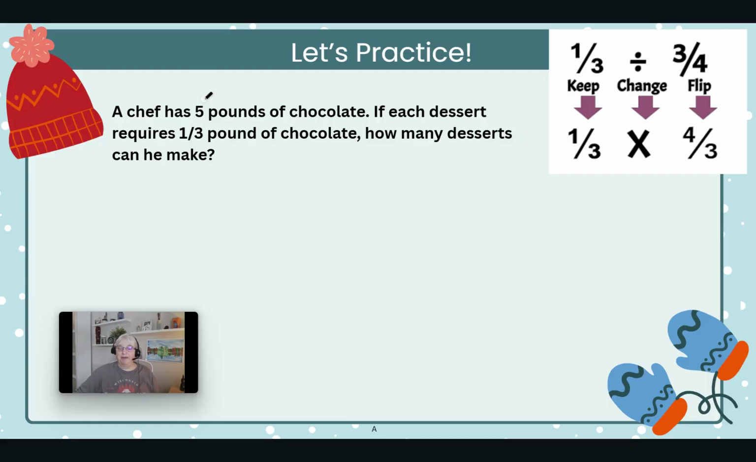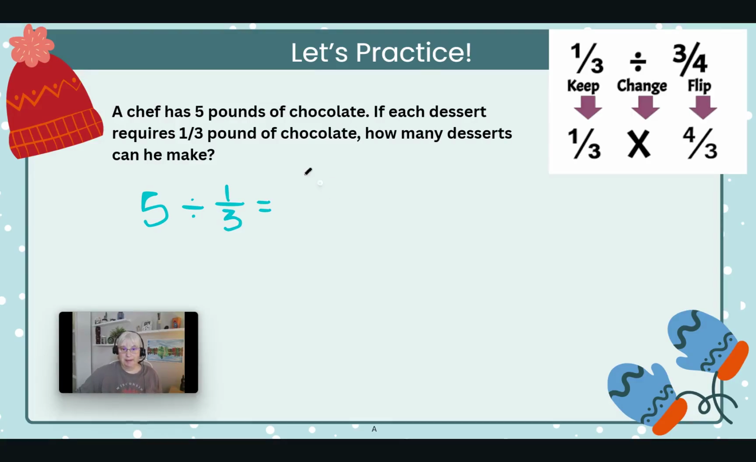All right, this problem. A chef has 5 pounds of chocolate. More cooking. If each dessert requires 1/3 pound of chocolate, how many desserts can he make? Same thing. This time it's chocolate. We have 5 pounds of chocolate. Each dessert requires 1/3 of a pound. So we need to figure out how many desserts he can make.